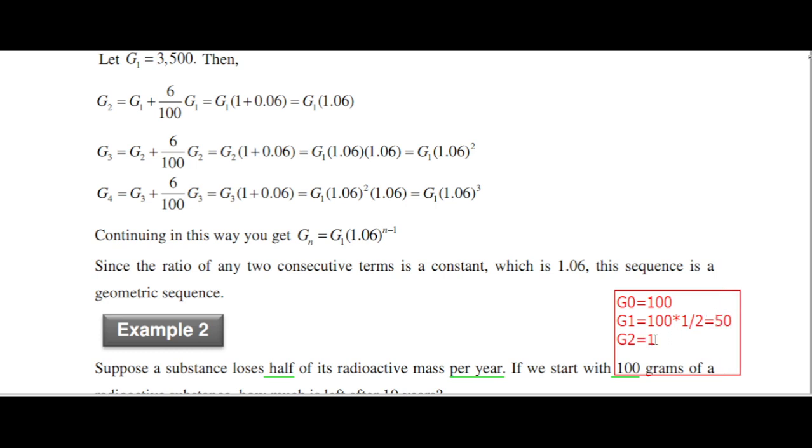This is again 100 times 1 over 2 squared, which is equal to half of 50, 50 divided by 2, which is equal to 25. So 1 over 2 to the power of 2 is 1 over 4, and 100 times 1 over 4 is 25. That means 50 divided by 2 is equal to 25.